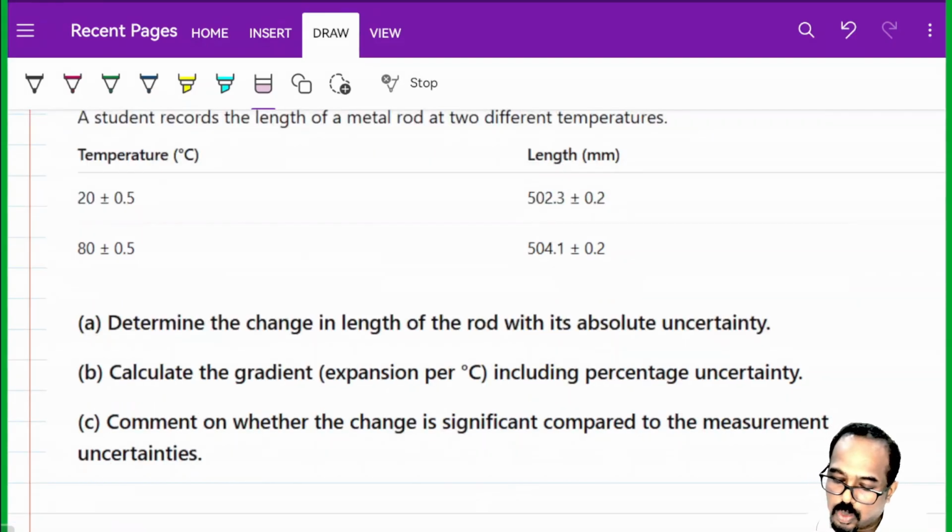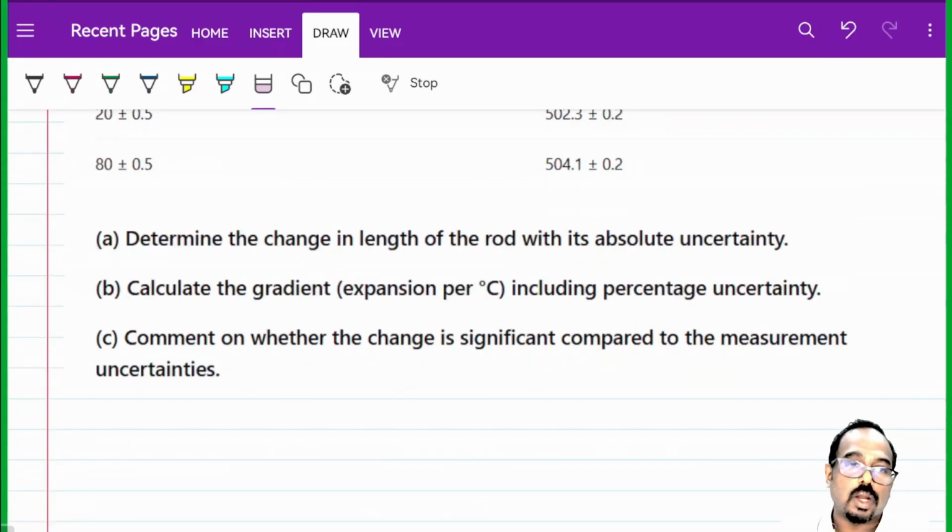First part of the question, A, is determine the change in length of the rod with its absolute uncertainty. So I'm going to solve the first part. This is the first step: you read the question, determine the change in length of the rod with its absolute uncertainty. First, what you need to find out is the change. Every question will have a quantity to find out. Then second part is find the absolute or percentage uncertainty. So in here, what you need to find out is the change in length with its absolute uncertainty. You find out the change first.